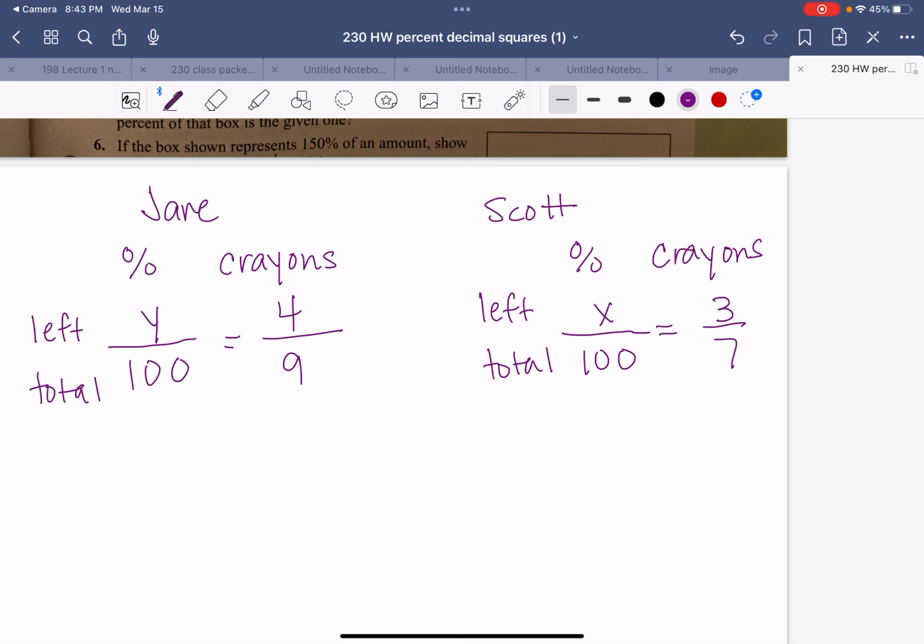And that way I'm going to find my X and my Y, and then I'll be able to compare those. And whichever one has the higher percentage indicates that they have more crayons left.